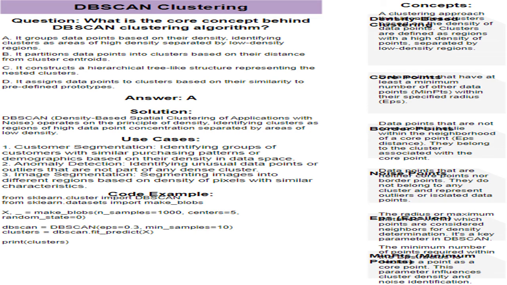Core points. In DBSCAN, core points are data points that have at least a minimum number of other data points, minPts, within their specified radius, epsilon. These points represent the core of a dense cluster.